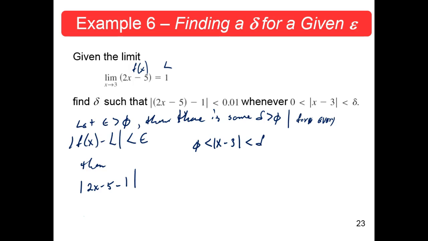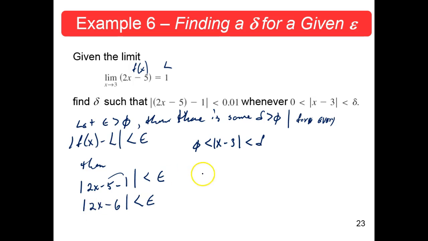Okay, so here's what you have. Here's your absolute value of f of x minus L. We want it to be less than epsilon for this arbitrarily small epsilon you chose. So plug that in. Your f of x is 2x minus 5, minus 1. We want this to be less than epsilon. Well, what is the absolute value of 2x minus 5 minus 1? First, combine like terms: 2x minus 6. Absolute value of that less than epsilon.